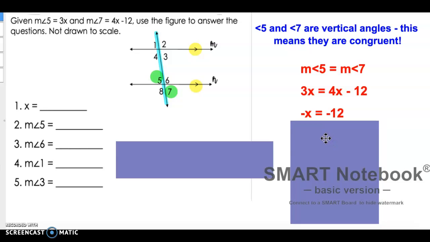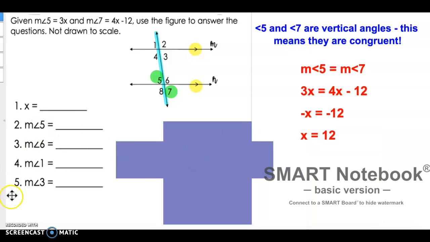But we want to know what positive x is. So remember, negative x, that's like negative 1 times x. So we're going to divide both sides by negative 1, and we get that x is equal to 12.